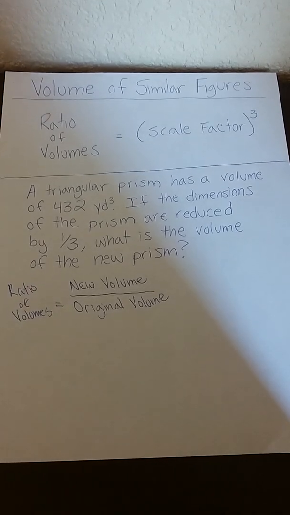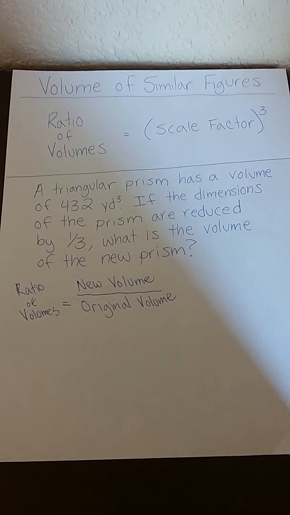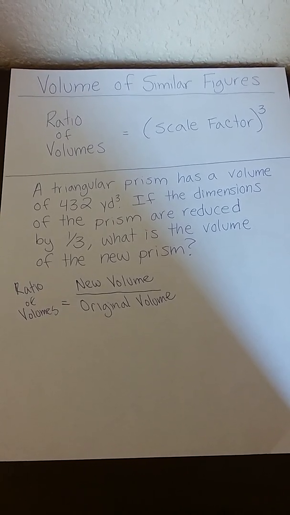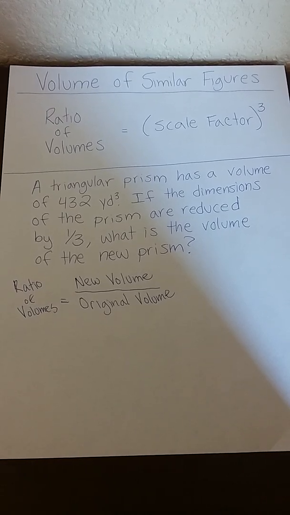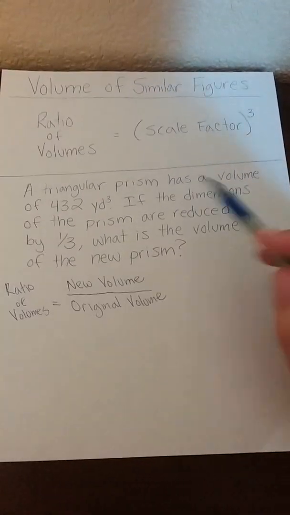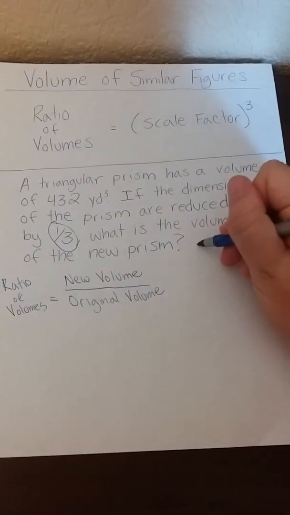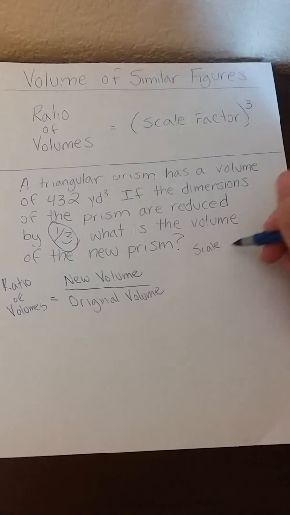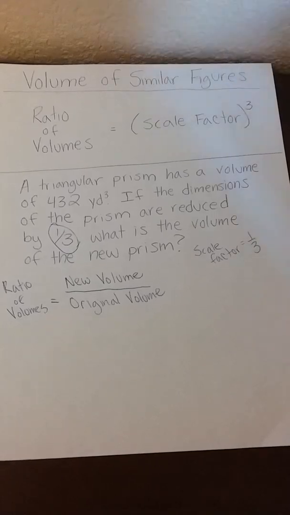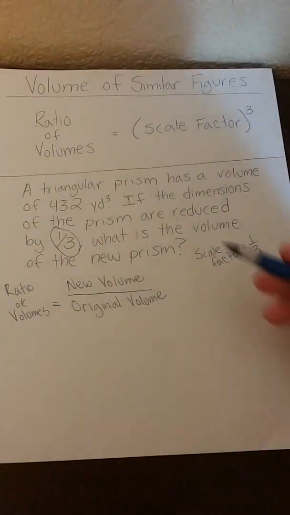Let's look at this first example. A triangular prism has a volume of 432 yards cubed. If the dimensions of the prism are reduced by 1/3, what is the volume of the new prism? Okay, the dimensions of the prism are reduced by 1/3. This is the scale factor. So your scale factor here is 1/3. Okay. Ratio of volumes is new volume over original volume.